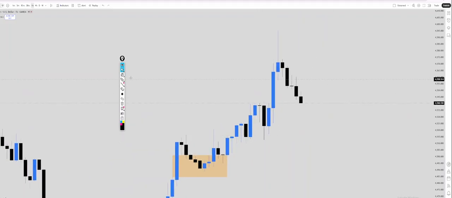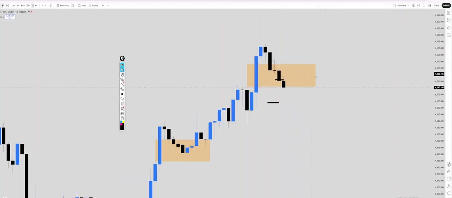Here we can see another fair value gap, high of first candlestick and low of third candlestick. We have a fair value gap which has failed. I think price has closed below it. Okay, this was also a fair value gap.